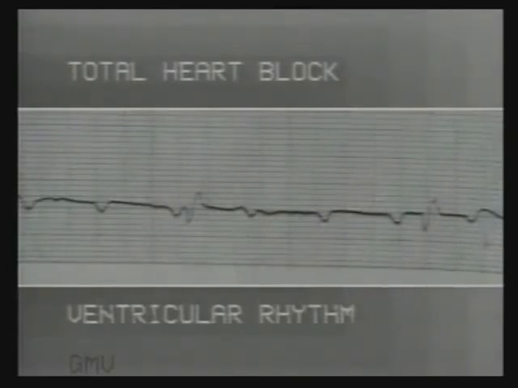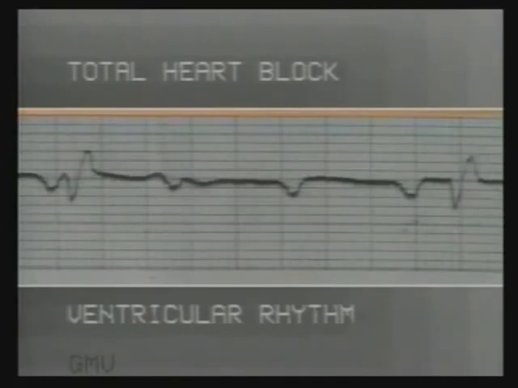In this ECG, the P waves are seen regularly every 13 millimeters and wide QRS complexes at every 44 millimeters. That is, the atrial rate is 115 per minute and ventricular rate is 34 per minute. So this is complete or third degree AV block with ventricular rhythm.